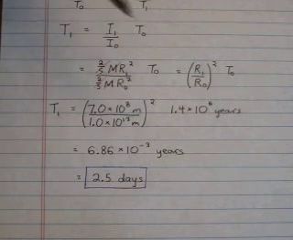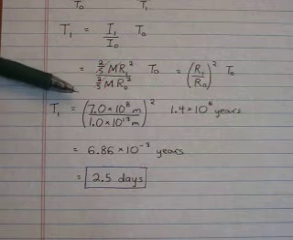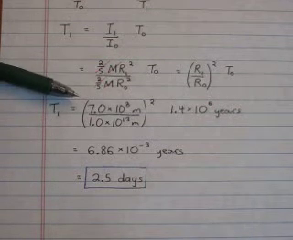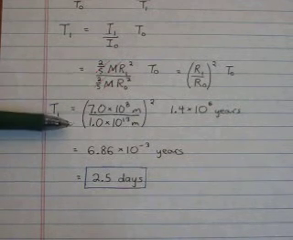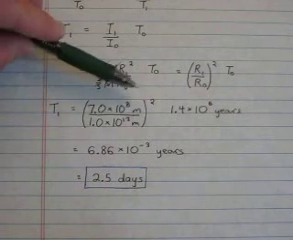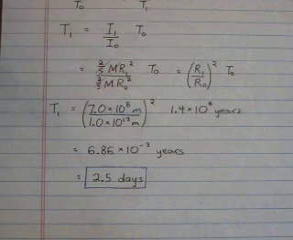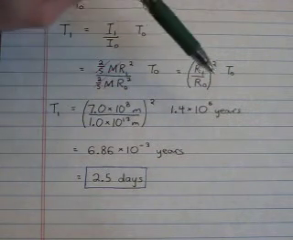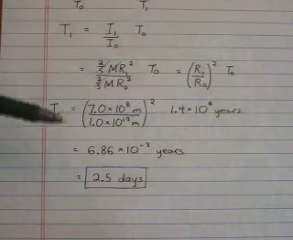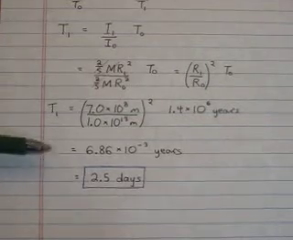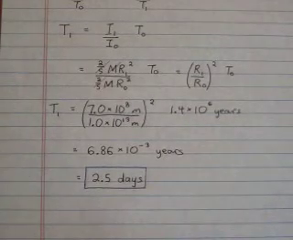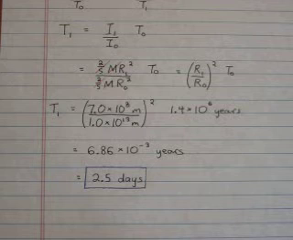So we plug in those radii. The final radius is 7 times 10 to the 8th meters. The original is 1 times 10 to the 13th meters. Don't forget to square it. Times the period, 1.4 times 10 to the 6th years. So the answer we get will be in years. 6.86 times 10 to the negative 3 years, and so 2.5 days is the rotation period of this star.